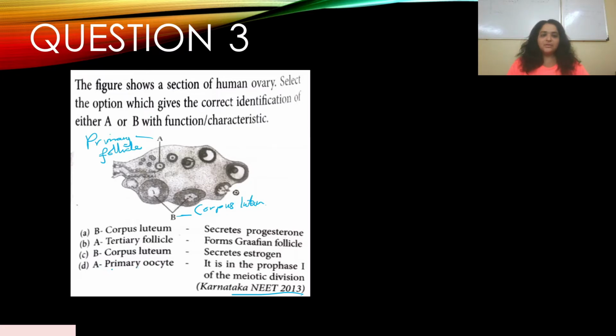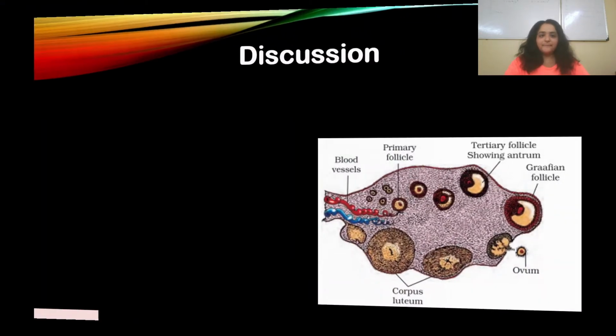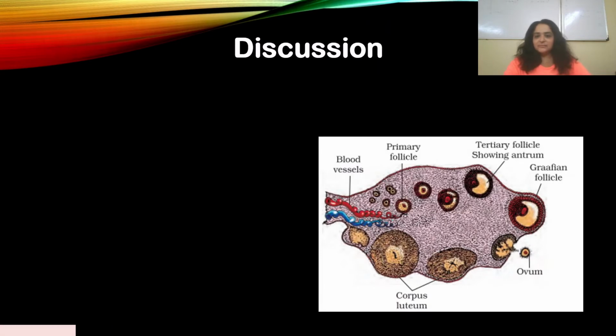So A will not be accurate, and if it's there in the NCERT, just follow what's written in NCERT. Don't spend too much time analyzing it with respect to the exam. So your answer is A. It's corpus luteum and secretes progesterone. That's the appropriate answer amongst the options given below. So you have the same structure here. You see this corpus luteum here, and you have a primary follicle over here.